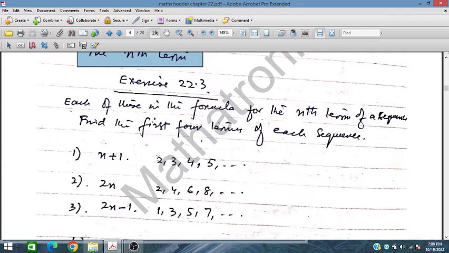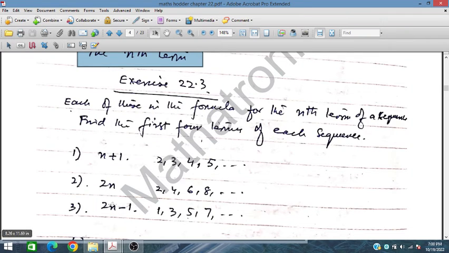N plus 1, so when n is 1, it becomes 2, when n is 2, this becomes 3, when n is 3, this becomes 4, when n is 4, it becomes 5, and similarly for the other terms. So this is 2n. If n is 1, this is 2, when n is 2, this becomes 4, when n is 3, it becomes 6, when n is 4, it becomes 8, when n is 5, this becomes 10, and when n is 6, it becomes 12.